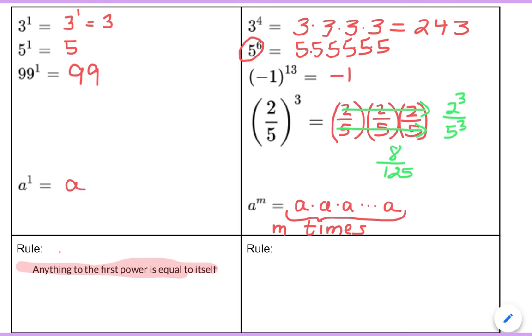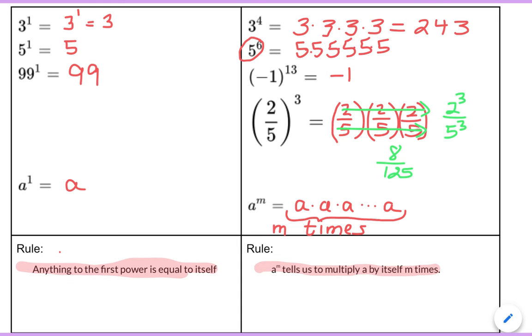And I'll write out the rule. You should be taking these notes along with me. I'm going to type out the rule. It's a little quicker for me to do it that way. And again, that formal definition, a to the m tells us to multiply a by itself m times.